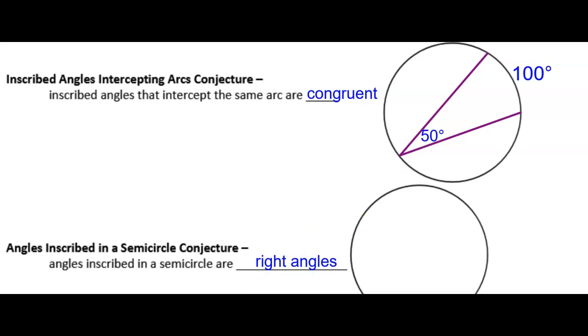All right, and then we have another arc that goes with that same 100-degree angle. So another angle that goes with the arc. So this angle is still going with that 100 degrees. So then this angle down here would be 50 as well. So then these two angles are going to be congruent.